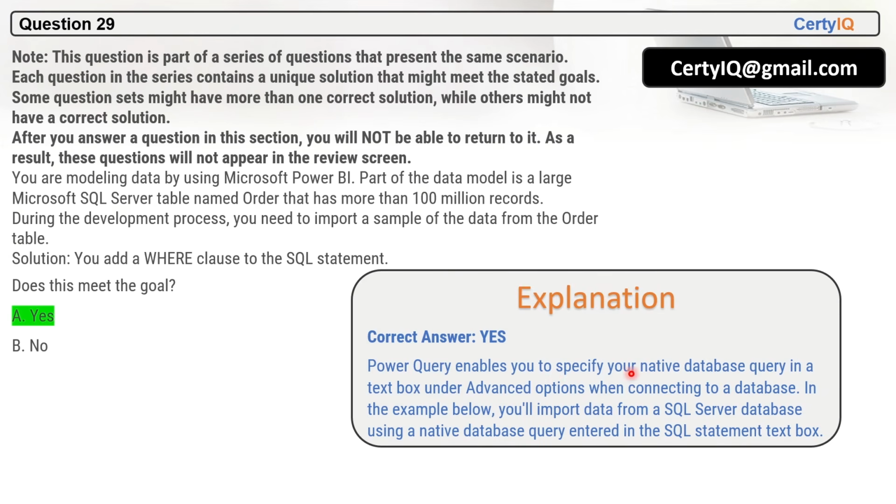Power Query enables you to specify your native database query in a text box under advanced options when connected to a database. In the example below, we will import data from a SQL Server database using a native database query entered in the SQL statement text box.